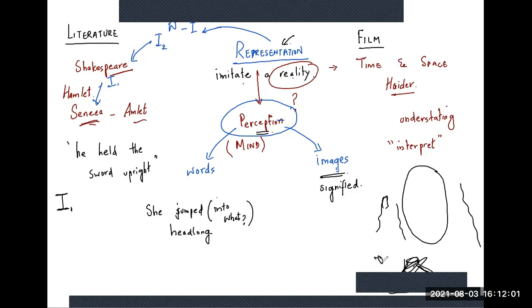Will the camera be here? Will the camera be here? Where you place the camera is important. Which angle of the scene will you take? So why do we study representation or perception? Because we read literature and film in terms of the creation of words.